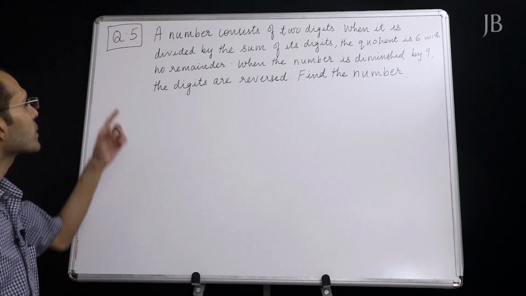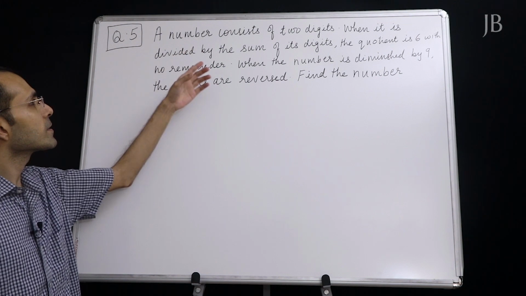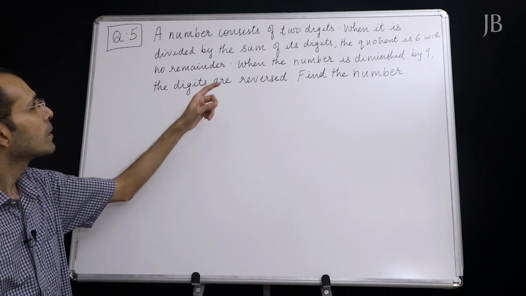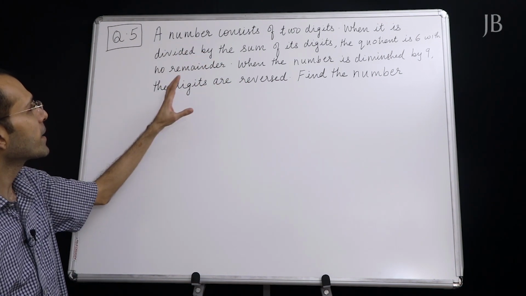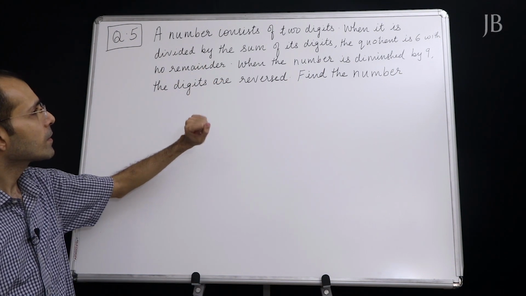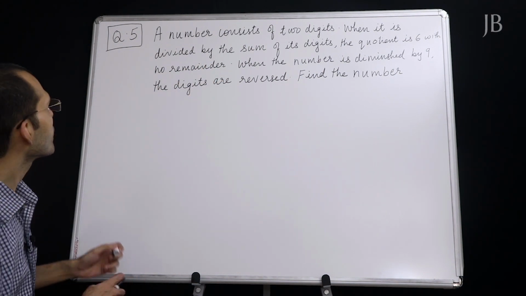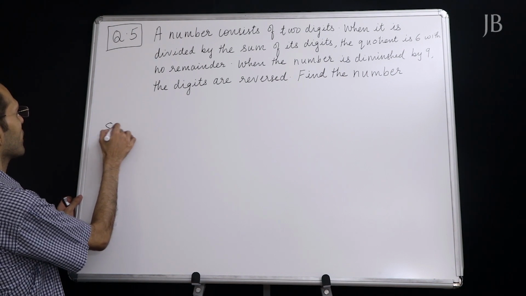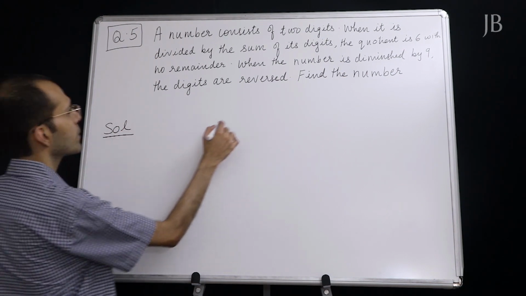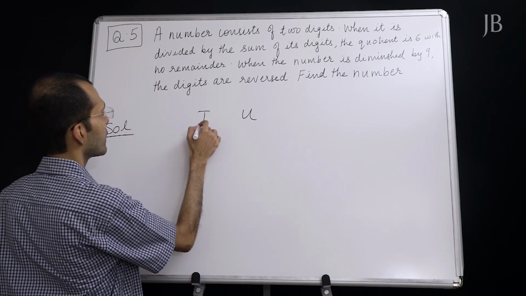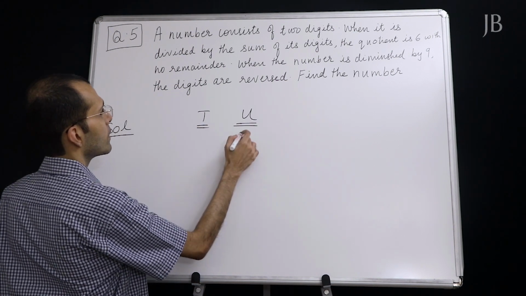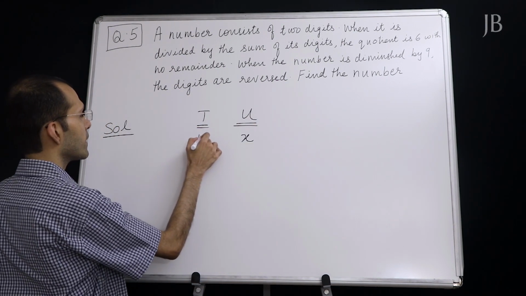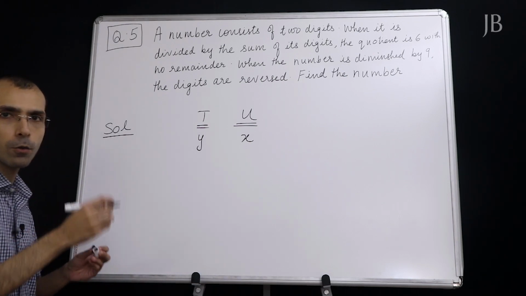Okay, now let's come to this. A number consists of 2 digits. When it is divided by the sum of its digits, the quotient is 6 with no remainder. Okay, this is the first condition. So what we will do, we will write here units and write here tens. Let the units digit be x and the tens digit be y.